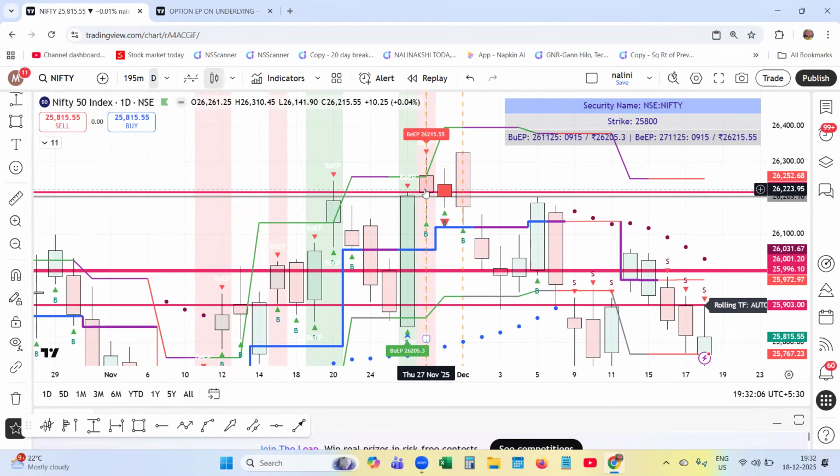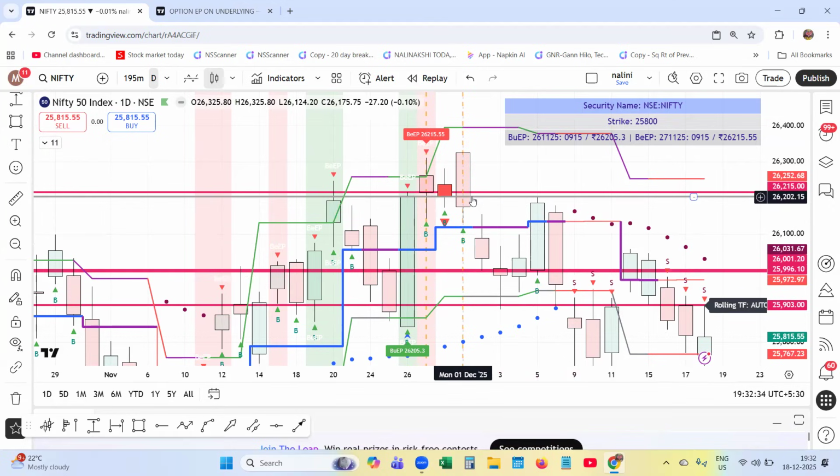You can see the price coming down to 26,141 and closing around 26,215. And the next day also, it closed around 26,202. That is bearish. Actually, 26,205 and 215 are the levels.